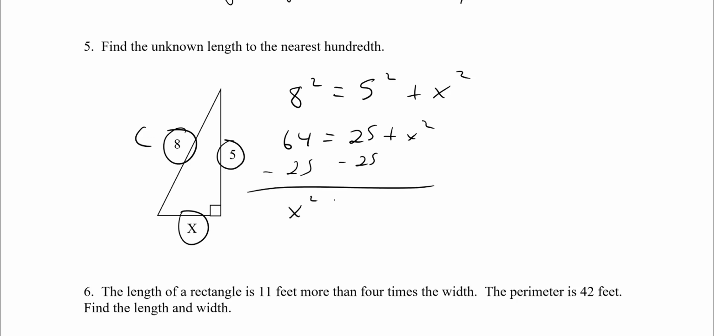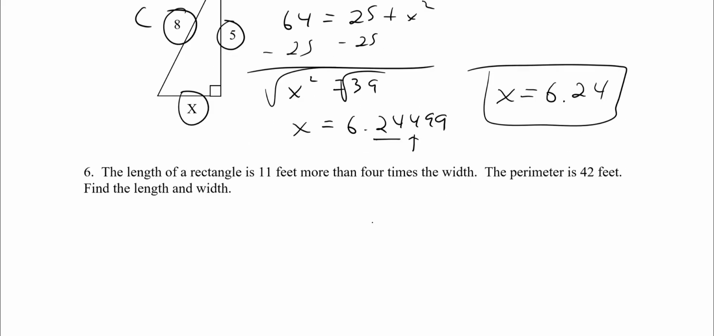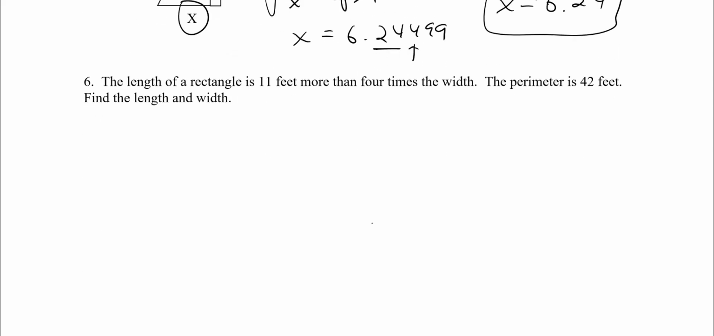So you get x squared equals 39. I take the square root of both sides, and again, you're using your calculator. X comes out to be 6.24499. I'm rounding the nearest hundredth, so again, I look at that 4. It's less than 5, so I keep it the same. So my answer is x is 6.24. Okay? Not bad. All right, so the next one's kind of like number 1 and 2.